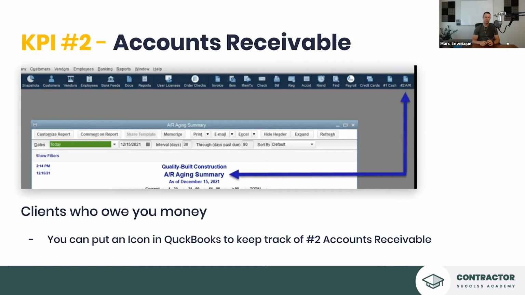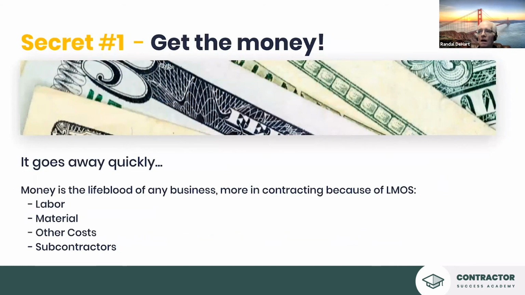Okay, so I understand that. And sometimes you cannot help it, but that's where the AR summary report comes in. It's helping you control those ARs. Do not let them get out of control. There's a lot of backstory behind that too. Understand, I call this Randall secret number 1: get the money.